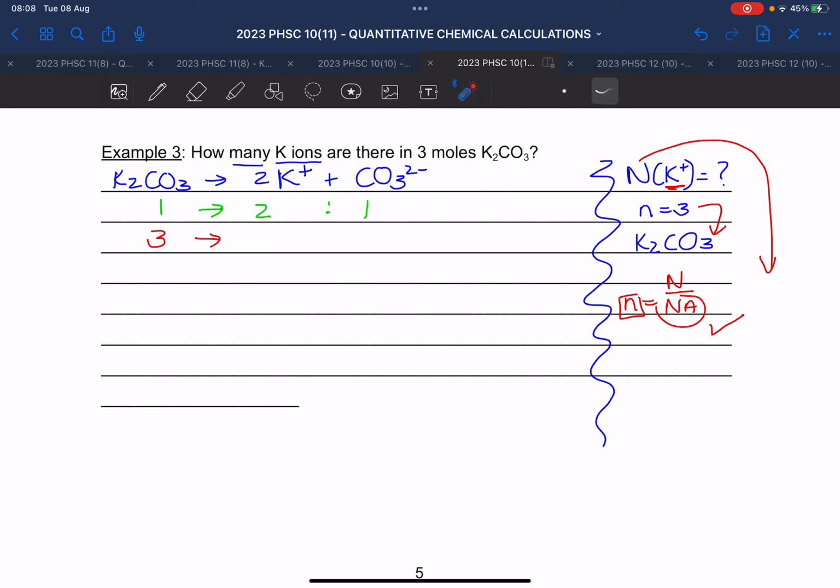6 moles, right? Because this ratio is 1 to 2. One molecule gives me 2 potassium ions. So if I have 3 molecules, then I'm going to get 6 potassium ions.